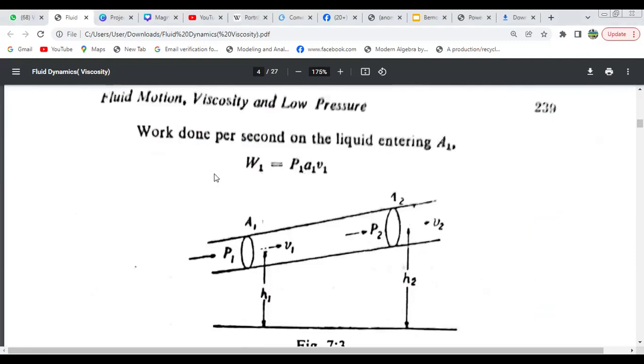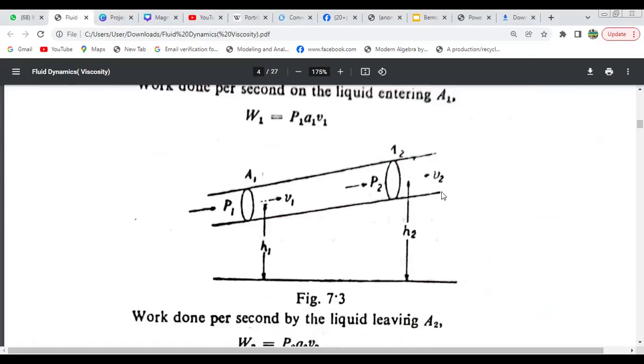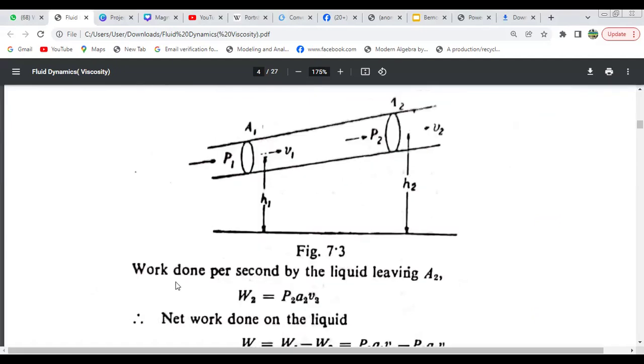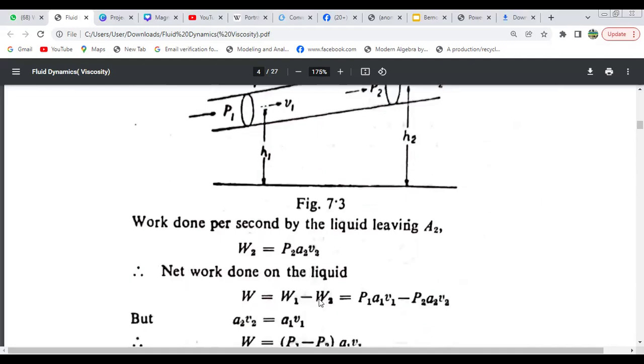P1 A1 V1. So this is the tube and the liquid passing through it. This is the first surface area A1 and the second surface area A2. Here pressure P1 and velocity V1, and here pressure P2 and velocity V2. For calculating the potential energy, this height will be H1 and this height will be H2. The work done by the liquid leaving the second surface area A2 will be P2 A2 V2. Net work done on the liquid will be W equals W1 minus W2.